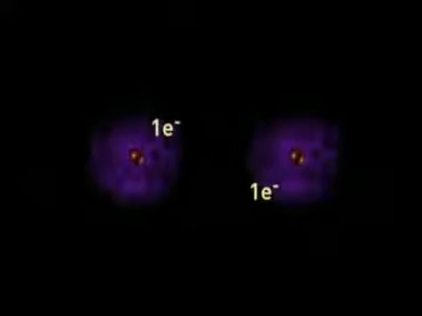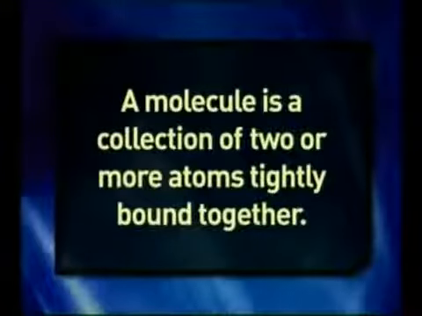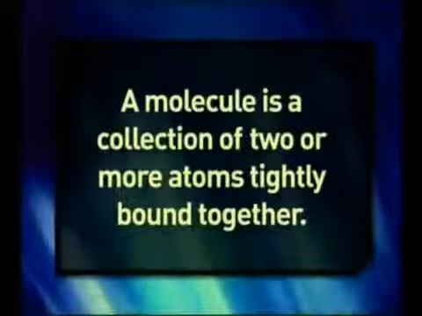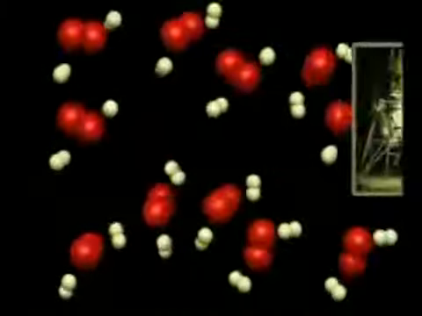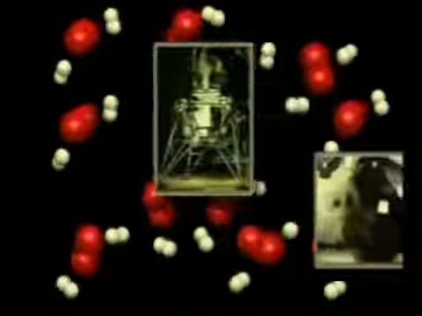Watch what happens when we bring these two hydrogen atoms in contact with each other. The electrons of both atoms are attracted to both nuclei, and a molecule is formed. A molecule is a collection of atoms bound tightly together. Electrons are the glue that form chemical bonds. And chemical bonds are responsible for all the substances we know and use in our world.